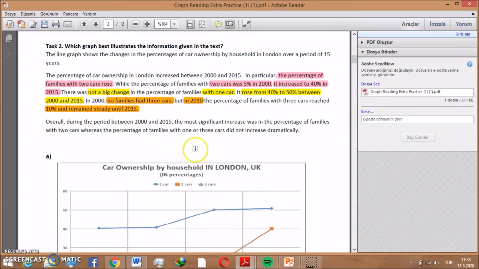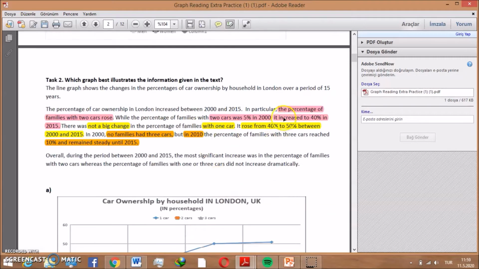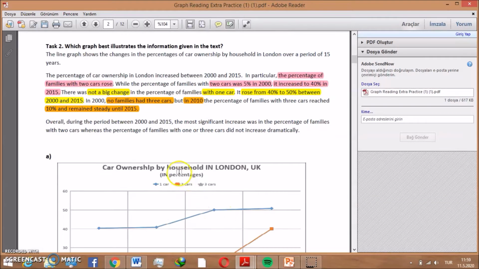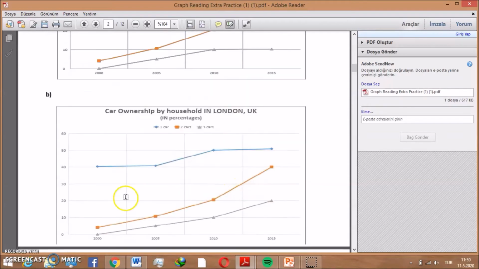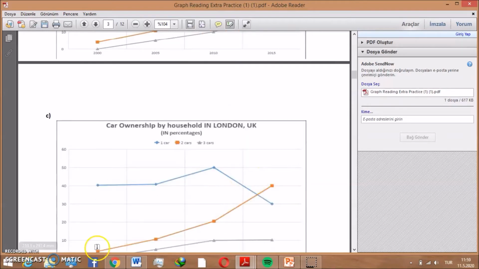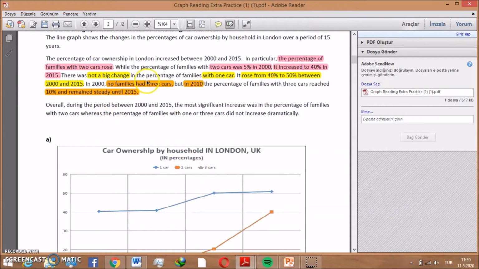Okay. Car ownership. And there is 1 car, 2 cars, and 3 cars here. And the colors are different, as you see. In particular, okay, so we need to be careful from now on. The percentage of families with 2 cars, and it is the orange one, rose. So we need to check, does it rise? It rises here in B, and it rises here in C. Okay, for now it matches.